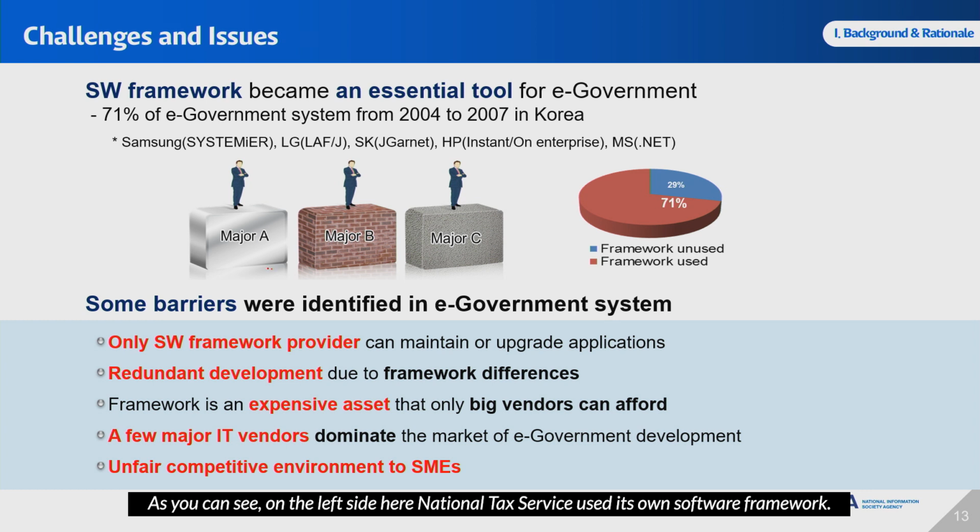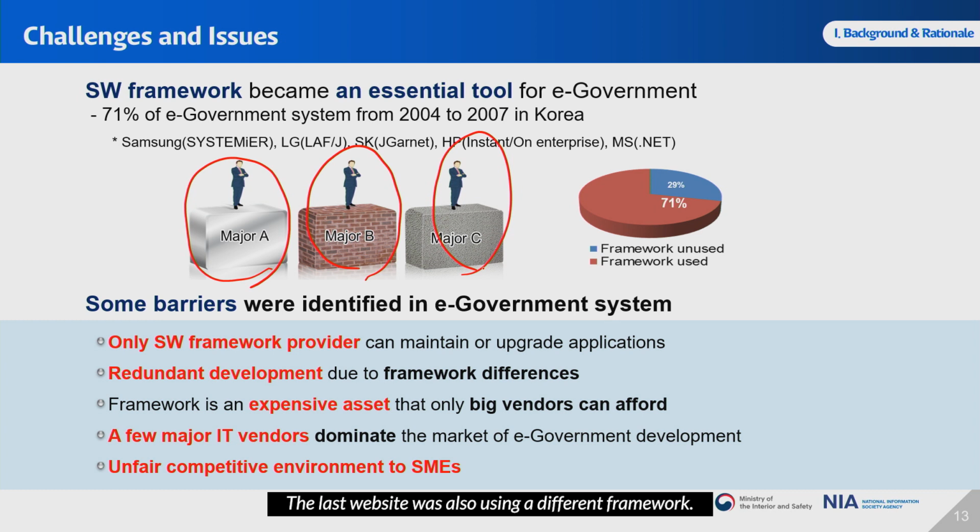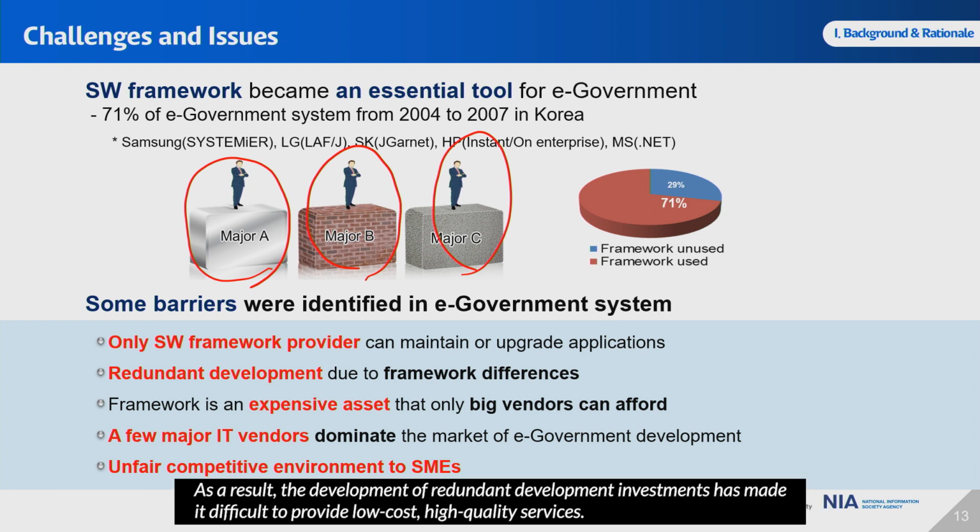As you can see, on the left side here, the National Tax Service uses its own software framework. Next to it, the Public Procurement Service was using its own software framework. The last website was also using a different framework. Every website has a different framework. Also, many of the same or similar functions were developed in duplicate in each system. As a result, the redundant development investment has made it difficult to provide low-cost, high-quality services.